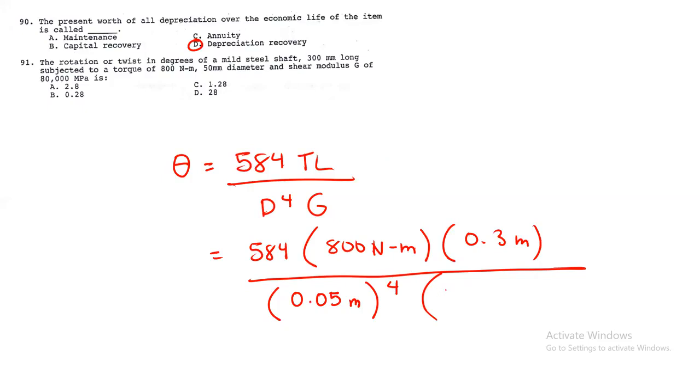So ilan yung G natin? 80,000 megapascal or 80,000 times 10 raised to 6 para maging Pascal. So, sagot dito is in degrees. So, ang lalabas sa sagot dito, guys, is 0.28 degrees. The answer is letter B.